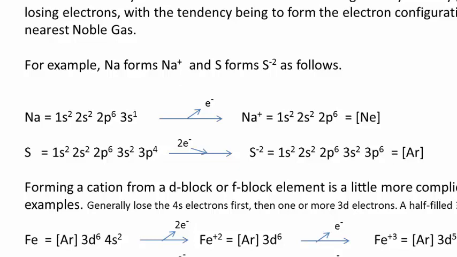Sulfur itself has the electron configuration of 1s2, 2s2, 2p6, 3s2, 3p4. If it gains 2 electrons, where does it put them? It puts them in 3p4 to form 3p6. 1s2, 2s2, 2p6, 3s2, 3p6, completely filled rows 1, 2, and 3. So sulfide, the anion of sulfur, has the electron configuration of argon.